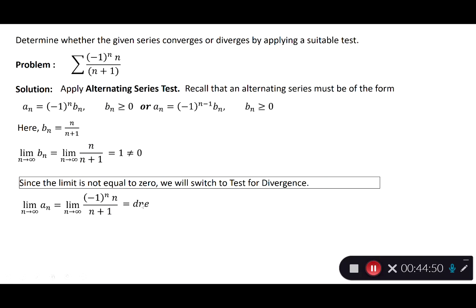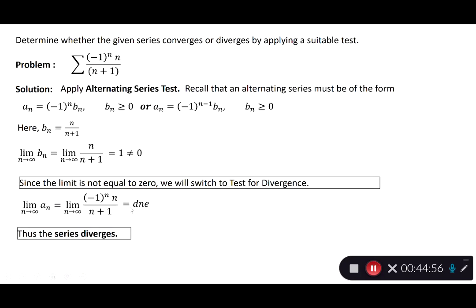That's the cool thing about the series diverges. Maybe I should have said does not exist and therefore not equal to 0. Would have added a bit more clarity. Sorry about that.